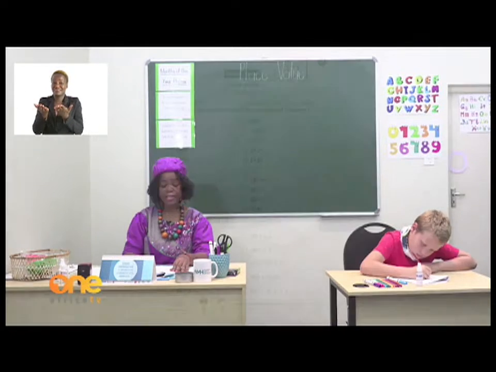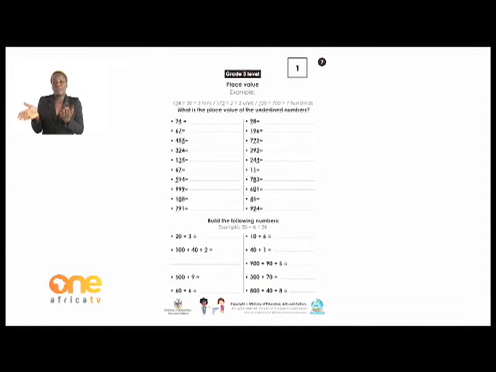Now turn to page 7. On grade 3 level, we will look at the place values. But what are place values? Place value is the position of a digit in a number. Each position tells us its value. So in a number, we have the hundreds, the tens, and the units.